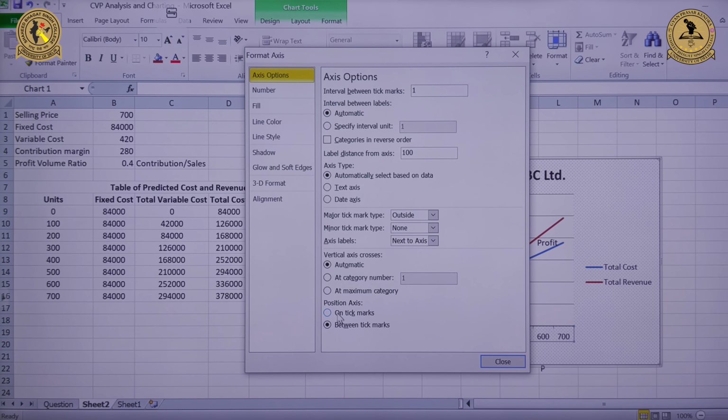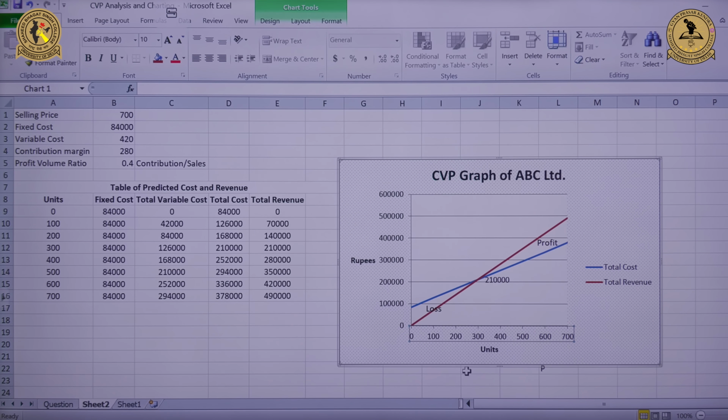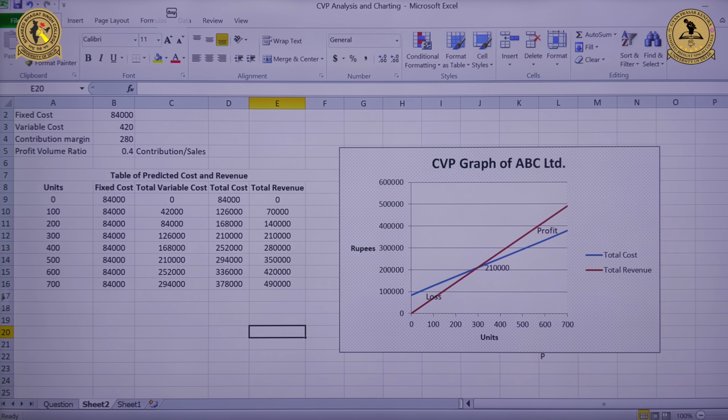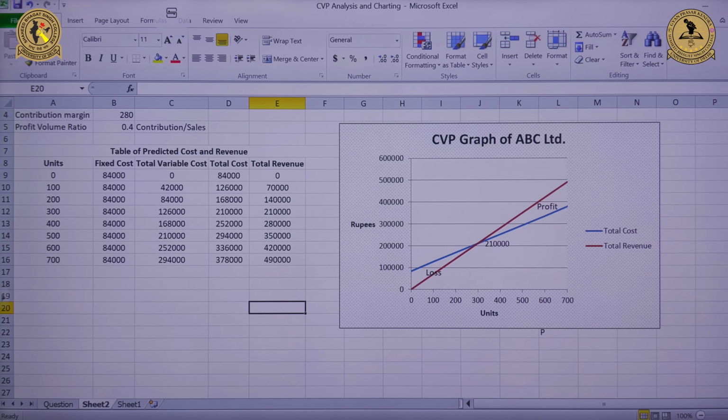I only need to shift the position of the axis, that is instead of between the tick marks, I want on tick marks. So click on tick marks and close it. So in this way I have changed the position of my tick points. Now in this way we have prepared the chart of CVP of ABC Limited.